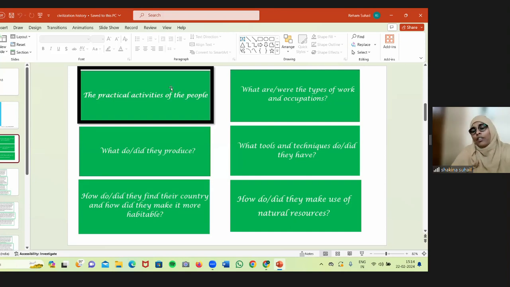So the one that I've highlighted is the topic of this color coded set of questions. This is practical activities of the people. So the questions under these are: What did they produce? How did they find their country? How did they make it more habitable? Then, what were the types of work and occupations? What tools and techniques did they have? How did they make use of natural resources?